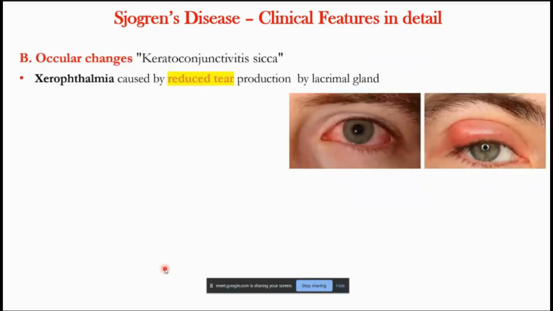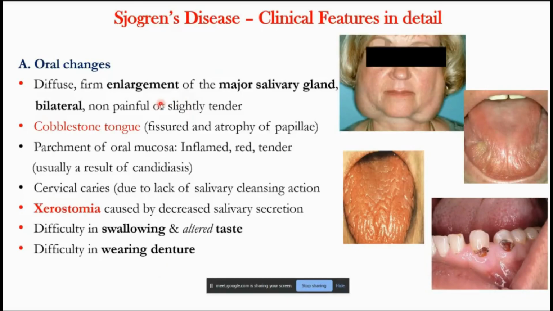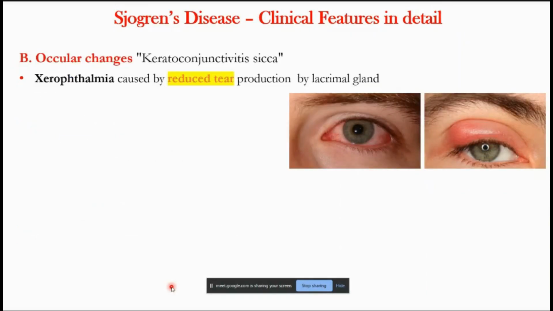So those are all the oral changes. Let me quickly repeat. The first and foremost is bilateral painless enlargement of the major salivary glands, followed by what is called a cobblestone tongue, where the surface of the tongue is fissured and atrophied. There is parchment of the tongue because of the dryness of the mouth, that is xerostomia, which is reduced secretion of saliva, which in turn results in cervical caries, that is caries of the cervical region. Other functions which are affected are swallowing and taste. And if they're edentulous patients, then wearing dentures can be cumbersome. So that was the oral changes.